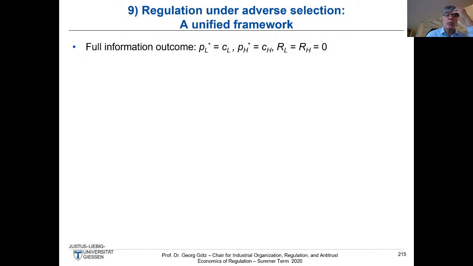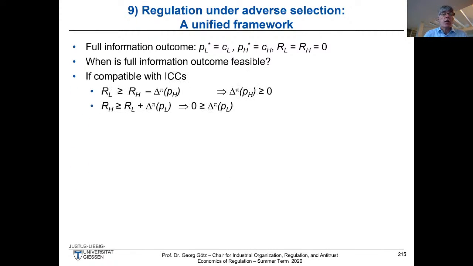actually means, and under what circumstances is that satisfied, or in which world can we get the full information outcome, even if we face asymmetric information. The full information outcome obviously is clear. It will be price equal marginal cost and no rent for the firm. Remember that rents are costly, okay?